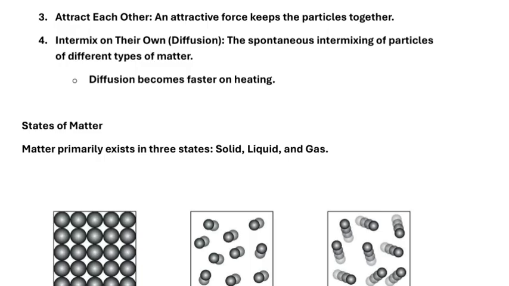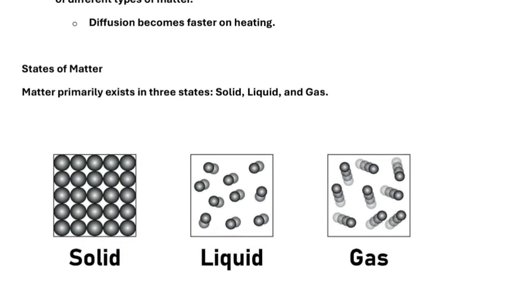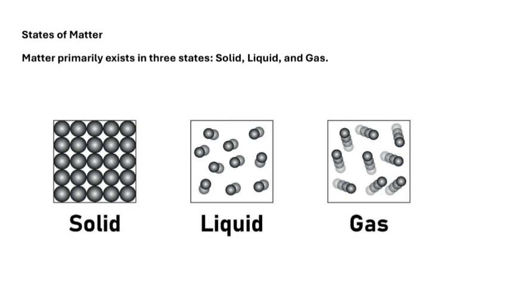4. Intermix on their own: diffusion, the spontaneous intermixing of particles of different types of matter. Diffusion becomes faster on heating. States of matter: matter primarily exists in three states: solid, liquid, and gas.